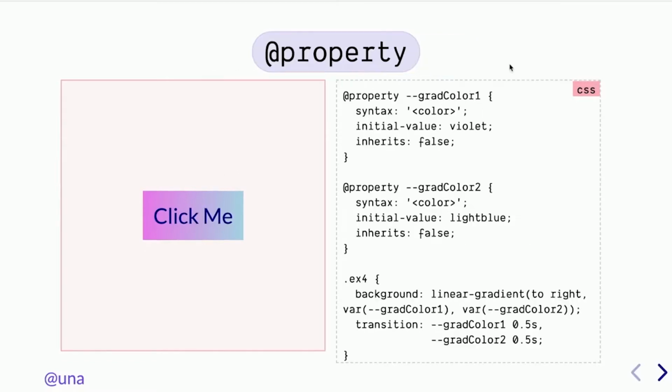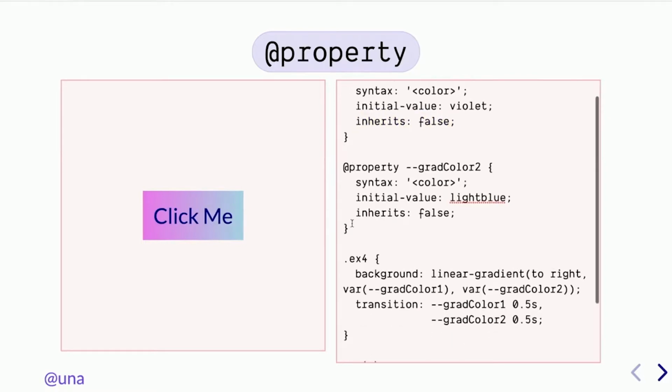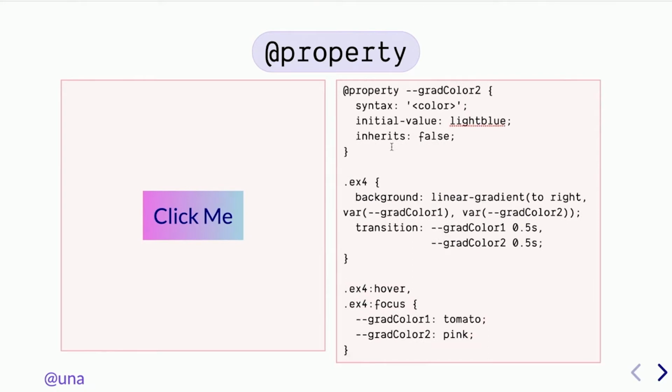So the difference with @property is when you specify these colors, here I'm setting the grad color 1. I'm not just giving it a name, but I'm also giving it a syntax. I'm giving it an initial value, and I'm stating whether it inherits from its parent or not. So this way, now that I have identified the syntax for these colors, when I have this code, which is the same, I'm transitioning it from one color to the other on hover and focus, there's a smooth transition because I've now told the browser what this color value means, the syntax for this color value.